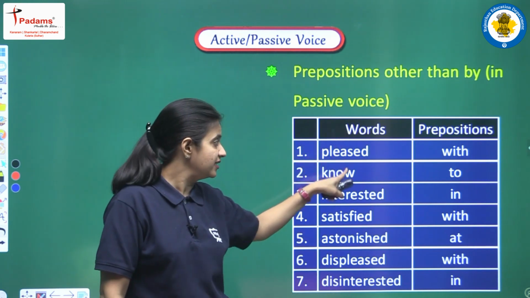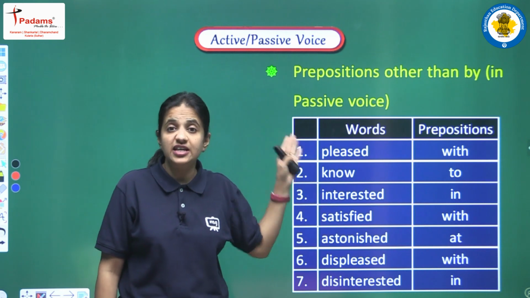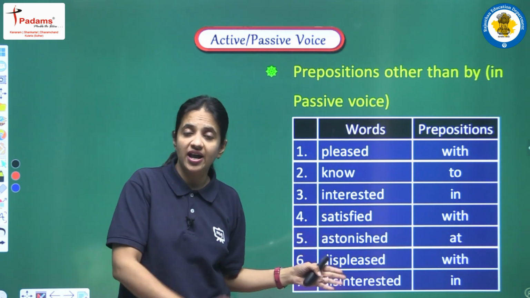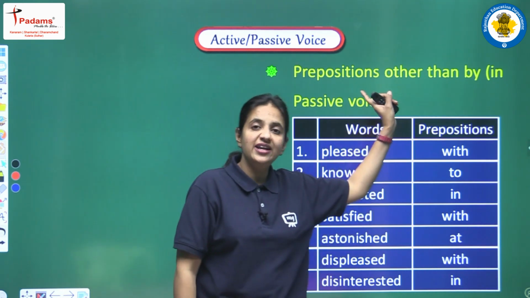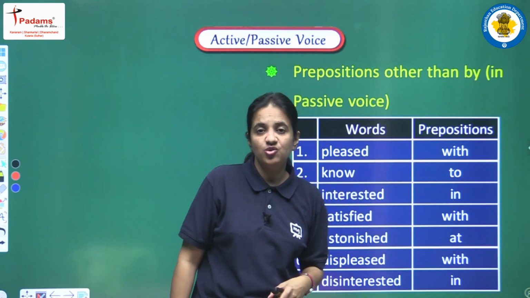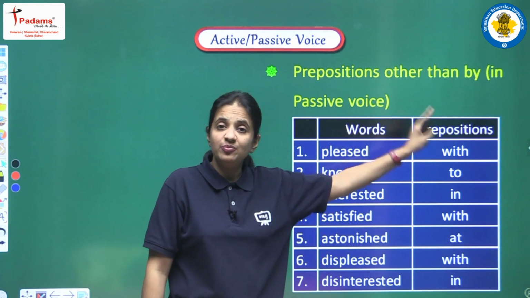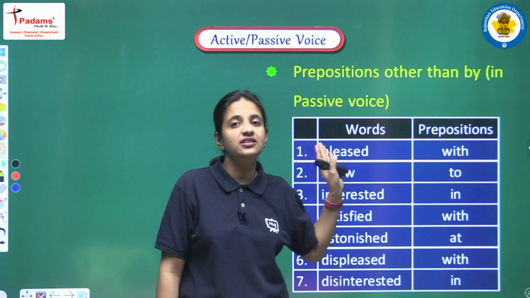We have certain words, and if these words are in our active voice, then with these words we don't write by. With these words we have to write these particular prepositions only. Students, you have to learn this table, all these words and the prepositions that are used with these words.